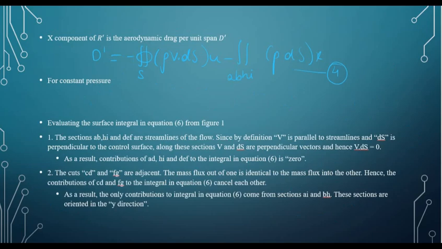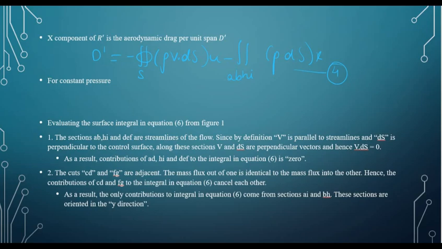This is our equation 4. Now, this last term in equation 4 is the component of pressure force in the x direction, which is exerted on the elemental area ds of the control surface.